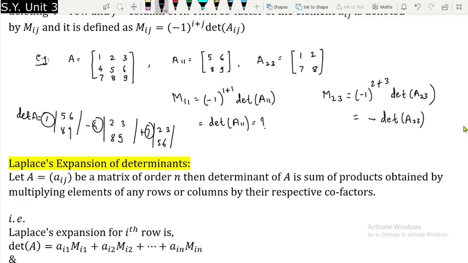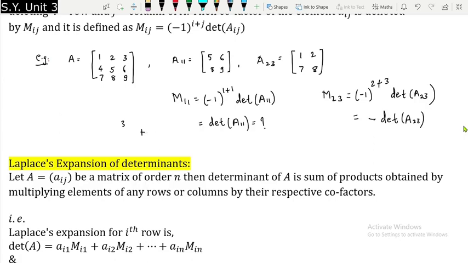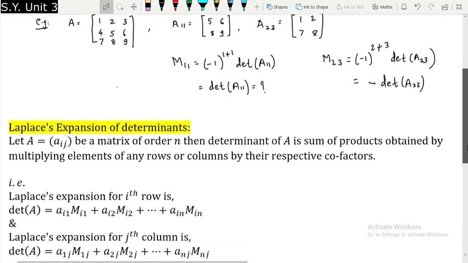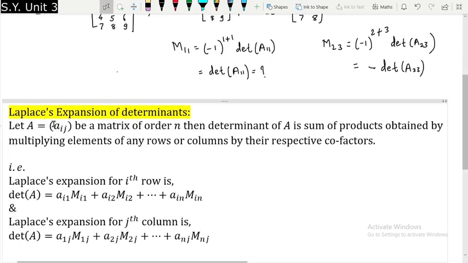Are you getting my point? Similarly, you can use second column as well as third column. So the thing is, it is not necessary to use first row to find the determinant. You can do it with the help of any row or any column, and that exactly is nothing but the Laplace expansion. Okay, so if your Aij is a matrix of order n, that determinant of A is nothing but sum of products. Remember, it is sum of what? Sum of products. Okay, but products of what? Products obtained by multiplying elements of any rows or columns by their respective cofactor. So it is sum of products.